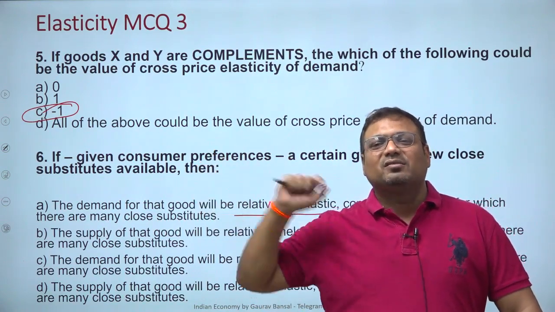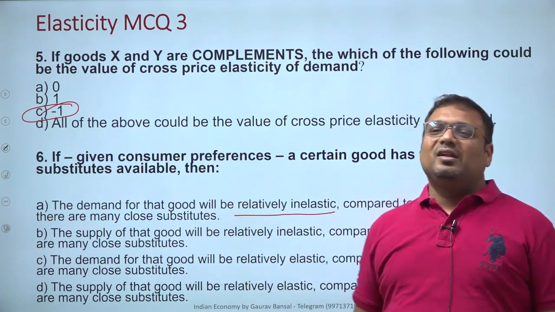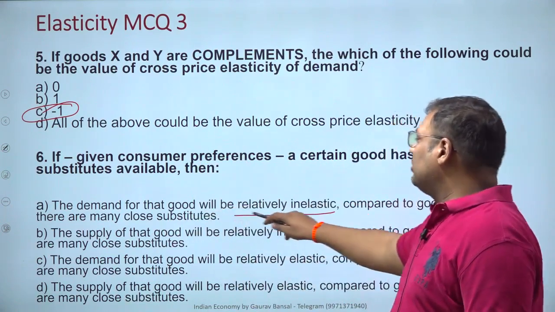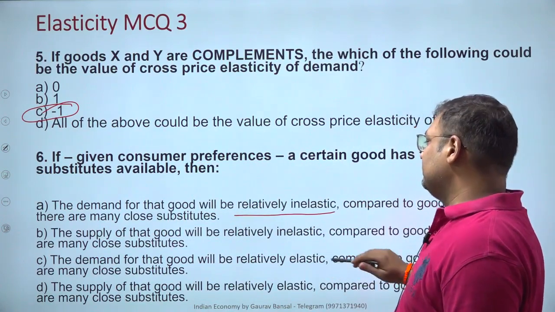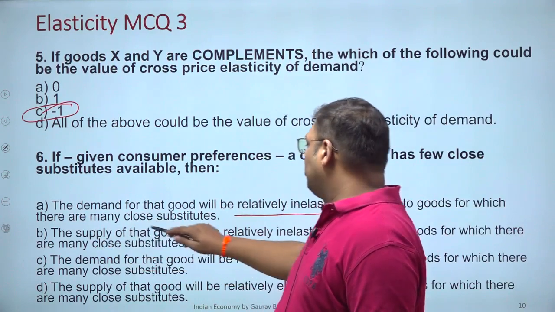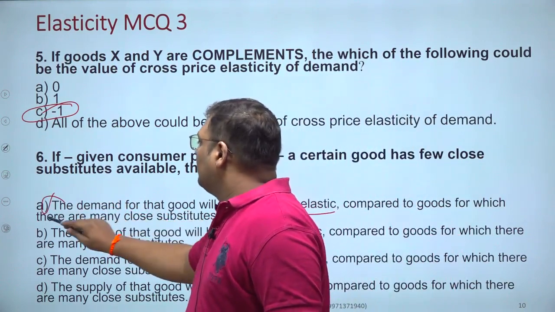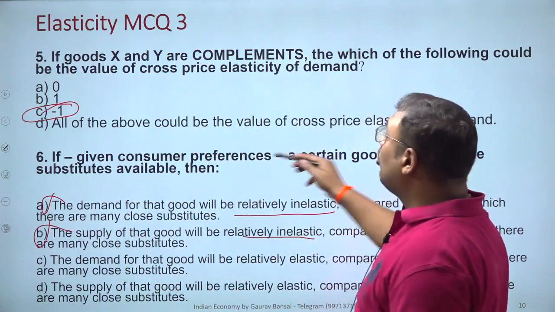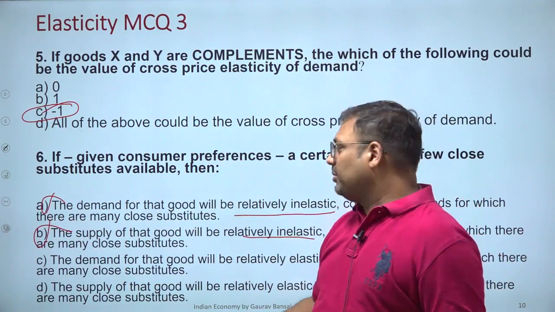More choice means more flexibility. More flexibility, more elasticity. Less choice, less elasticity. So demand for that good will be relatively elastic. Okay. So now the first two options are wrong because both of them say inelastic. In this case we are saying few close substitutes. Close substitutes are very easily replaceable.